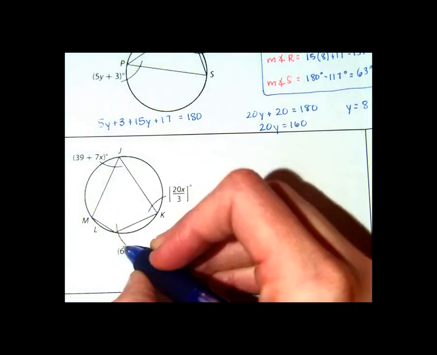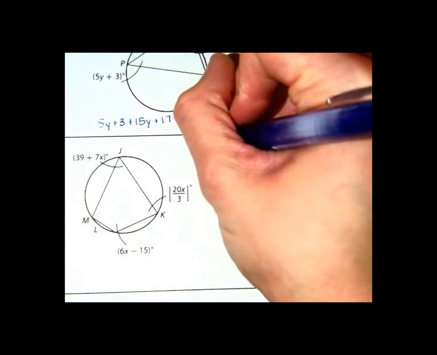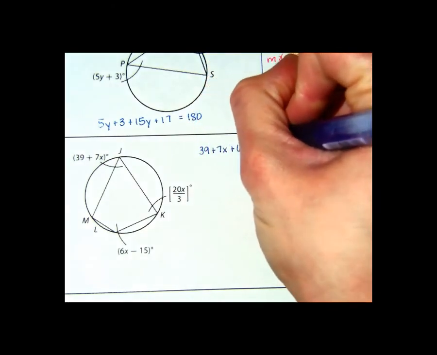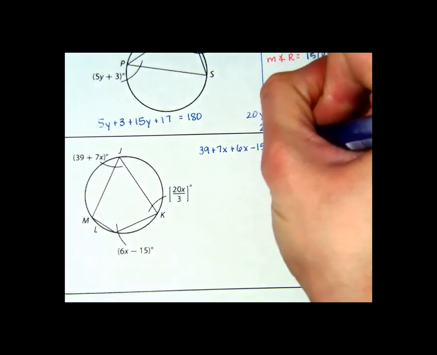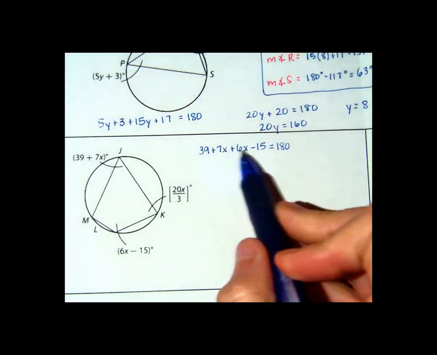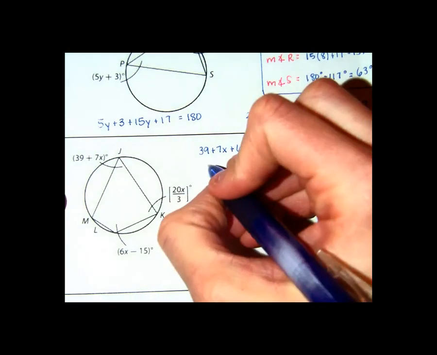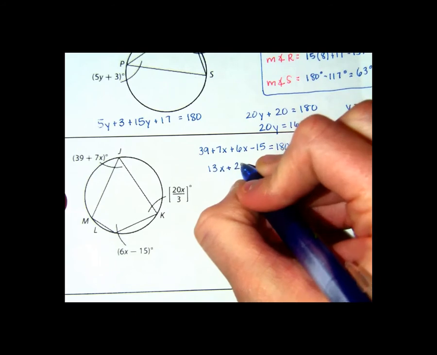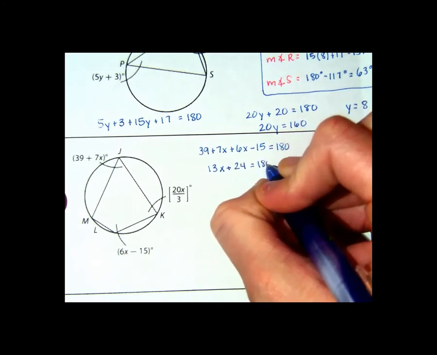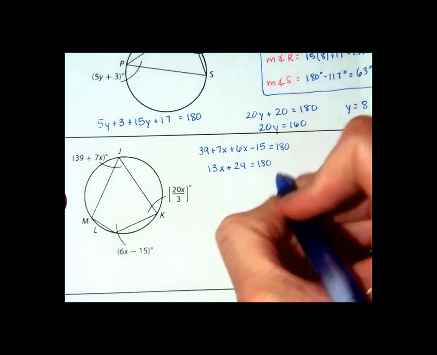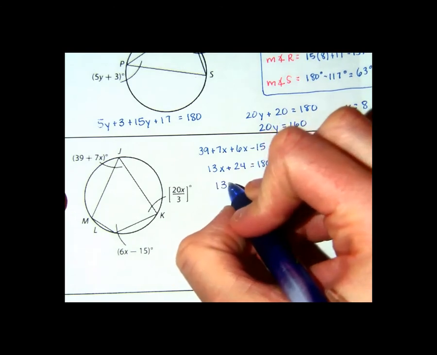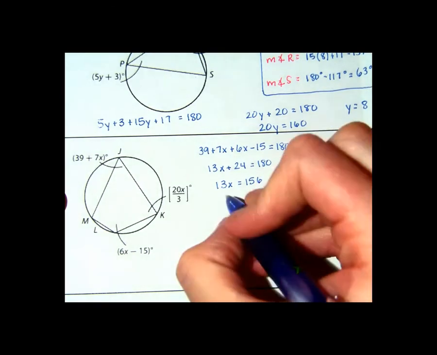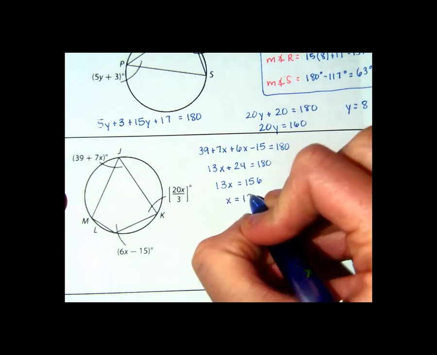Alright, our opposite angles here are J and L. So 39 plus 7x plus 6x minus 15 equals 180. 7x and 6x give us 13x. 39 minus 15 is plus 24, and that equals 180. Subtract 24 from 180 and you get 13x equals 156. Divide by 13, you get x equals 12.